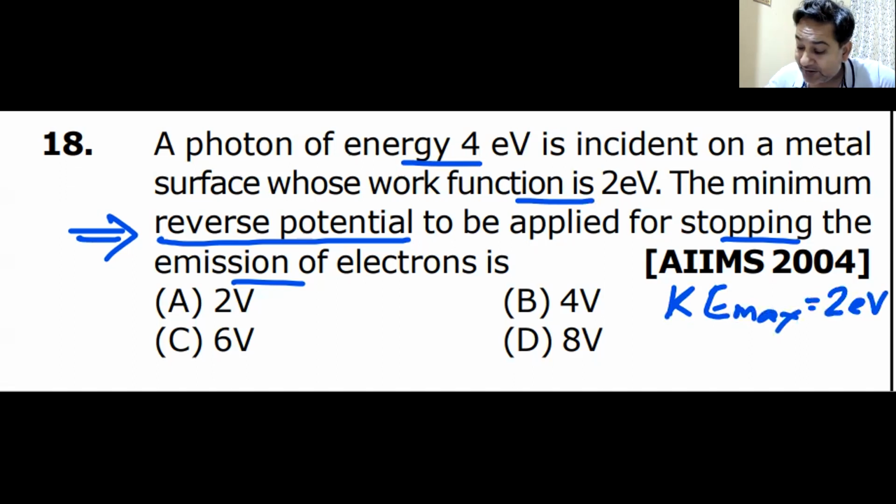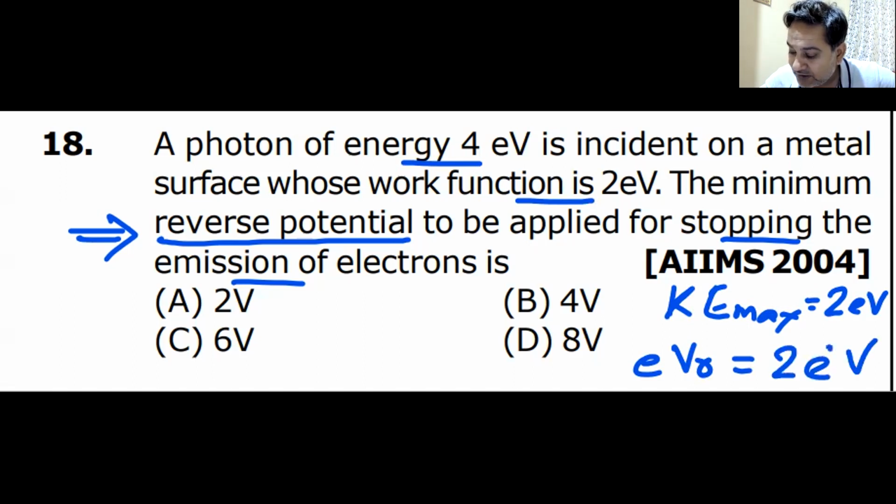This maximum kinetic energy should be equal to e into V naught, where e is the charge of electron and V naught is the stopping potential. Yes or no? 2 eV equals e V naught, e gets cancelled, and the stopping potential is 2 volt. Do we understand this?